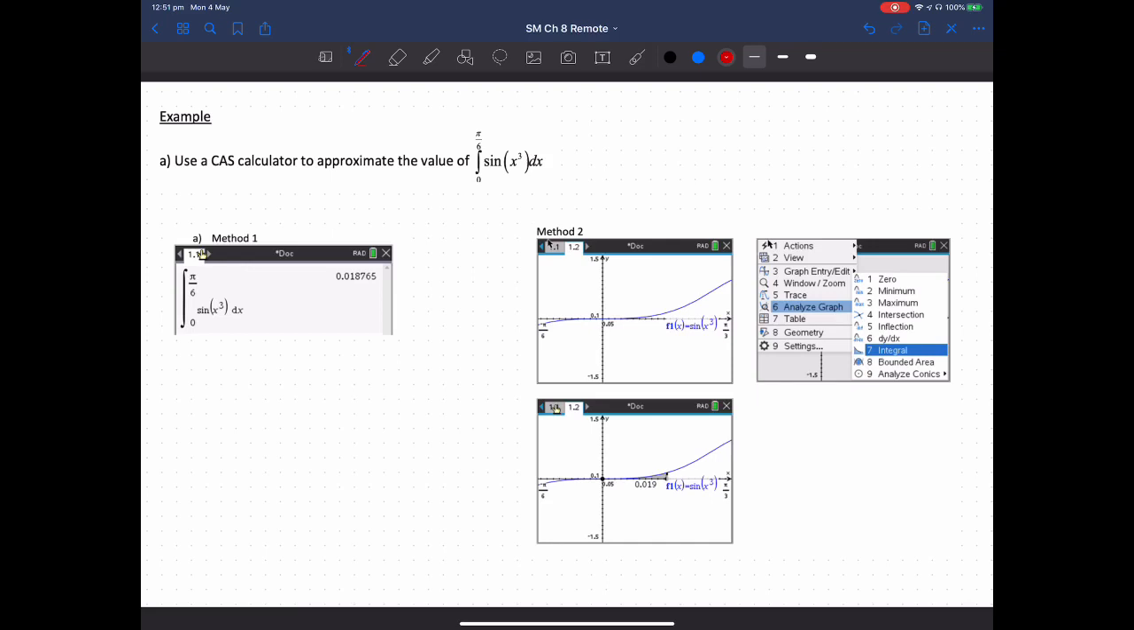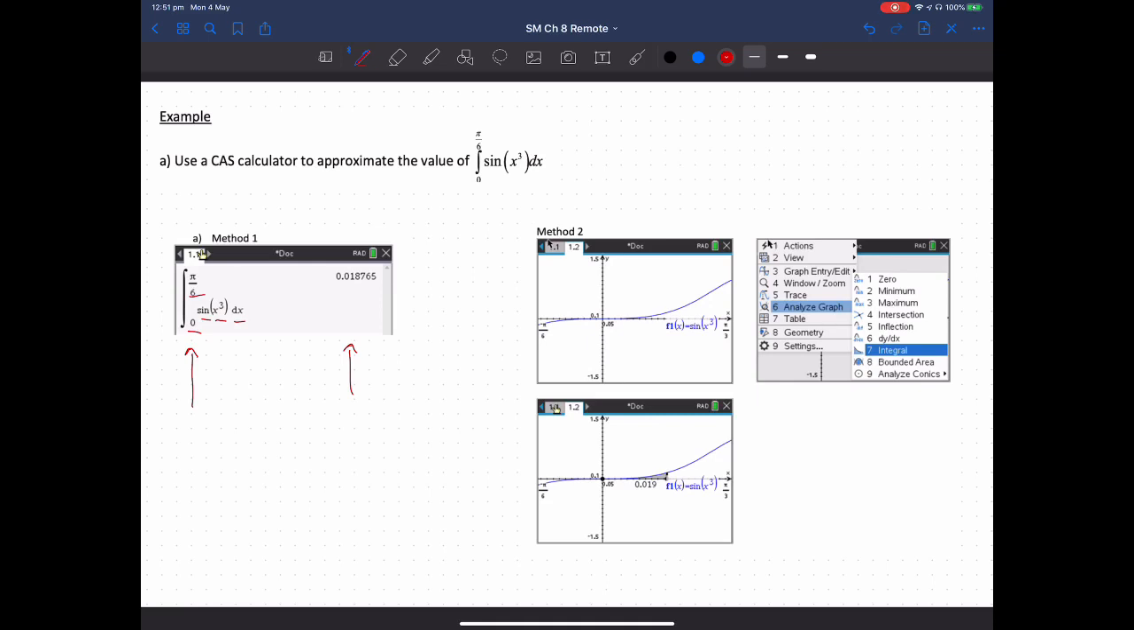Method number one, just enter in the integral between 0 and pi on 6 of the sine of x cubed dx. Press enter and your calculator gives you your answer of 0.018765.